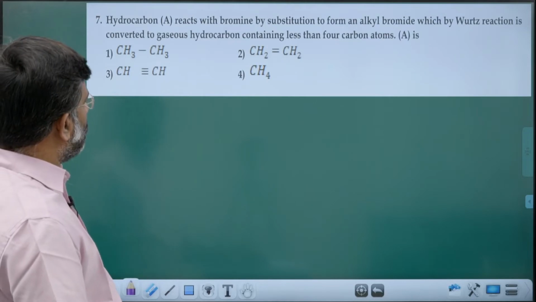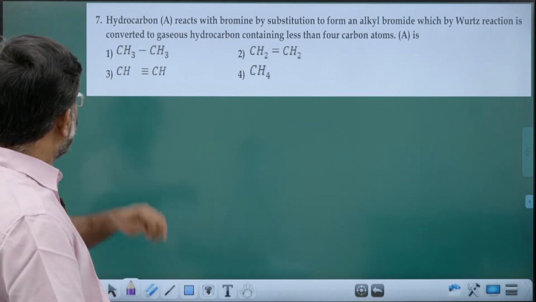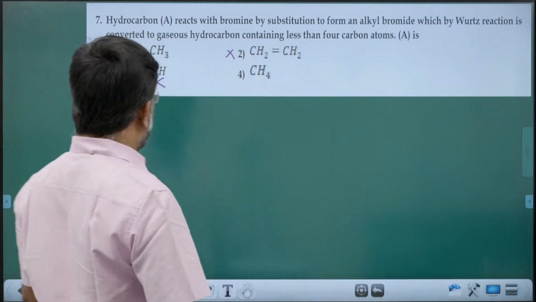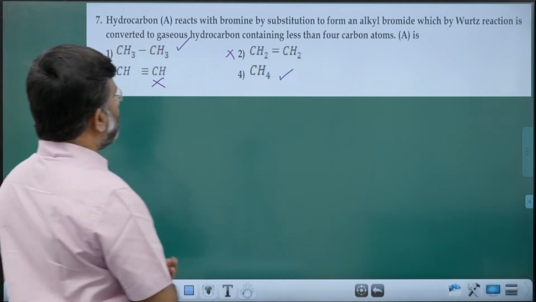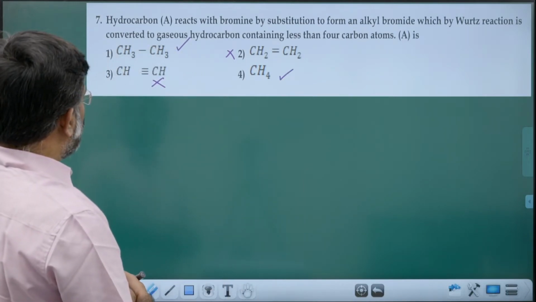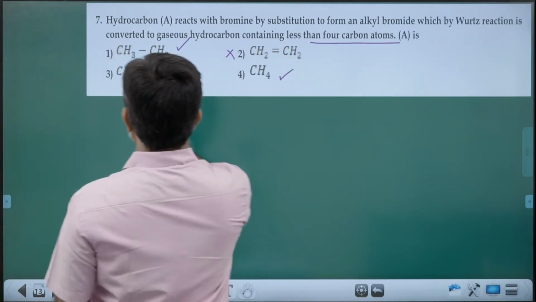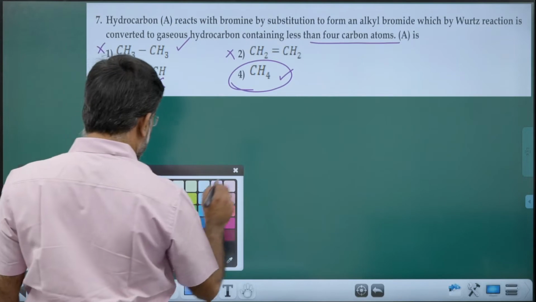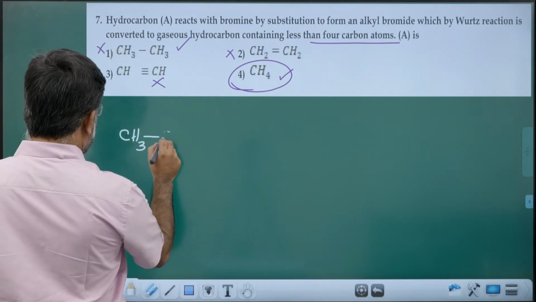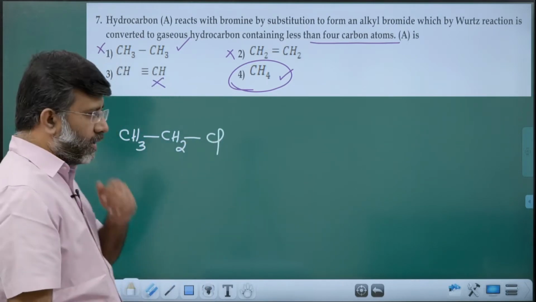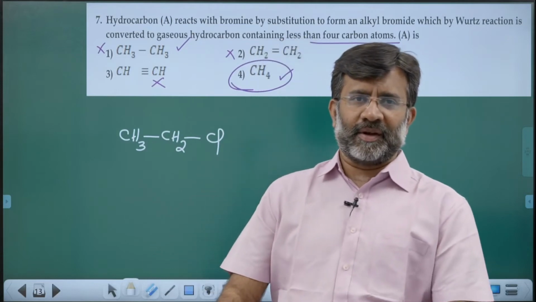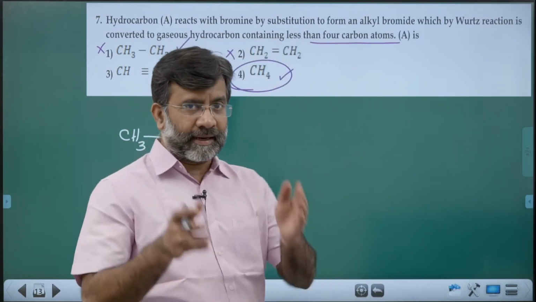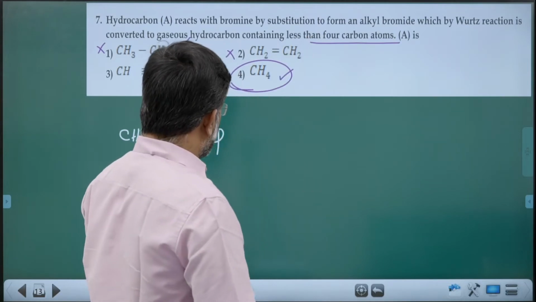Hydrocarbon A reacts with bromine by substitution to form alkyl bromide. So this is eliminated because it provides an addition reaction. Substitution is given by free radical substitution, which by Wurtz reaction is converted to a gaseous hydrocarbon containing less than 4 carbon atoms. So this is out and the answer is the fourth choice. Because if you go for this, what will be the scenario? Monochlorination gives CH3CH2Cl. If this molecule undergoes Wurtz reaction, the product will be butane. Ethyl chloride on Wurtz reaction gives butane, which contains 4 carbon atoms. We want less than 4 carbon atoms.